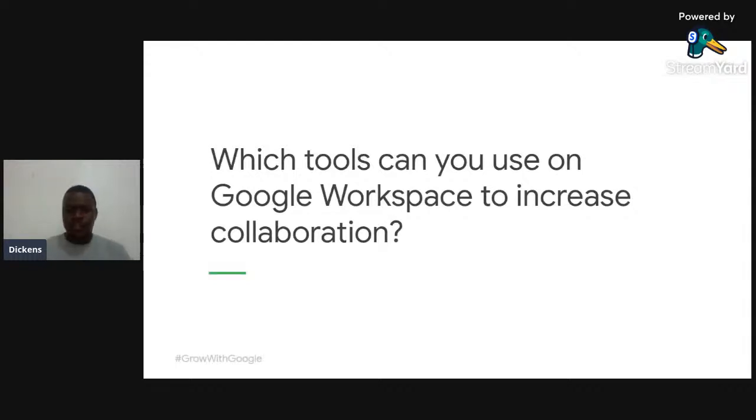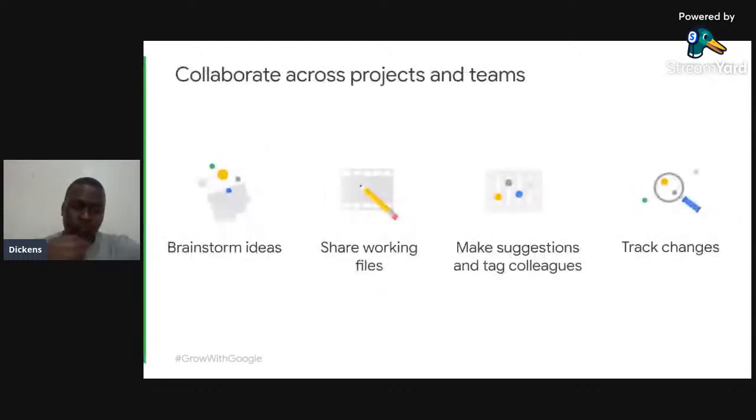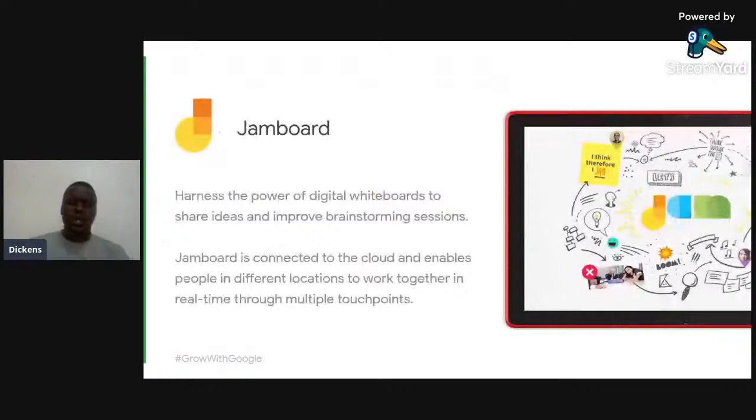So let us look at tools within Google Workspace where we can brainstorm ideas. We can share working files, make suggestions and tag colleagues so that we can collaborate on documents or on files. You can also track changes on who has made what change on what document. And as I told you when I was showing you on a spreadsheet, you can control who sees and who edits.